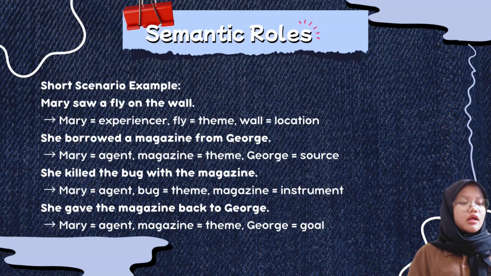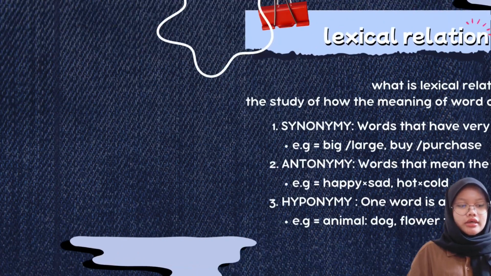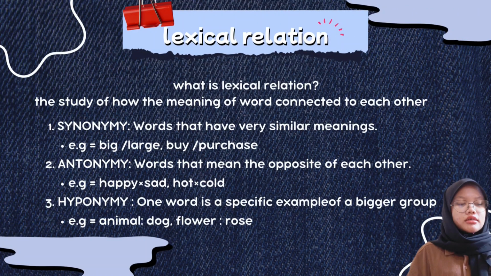Next slide, we're going to talk about lexical relation. What is lexical relation? Lexical relation is the study of how the meanings of words are connected to each other. Here, the first is the synonym. Synonyms are words that have very similar meaning. For example, big, the synonym is large. Buy, the synonym is purchase.